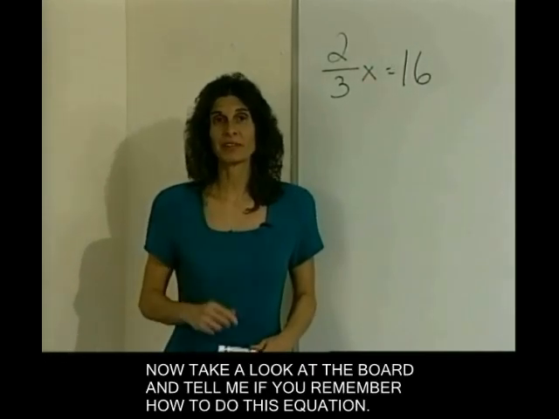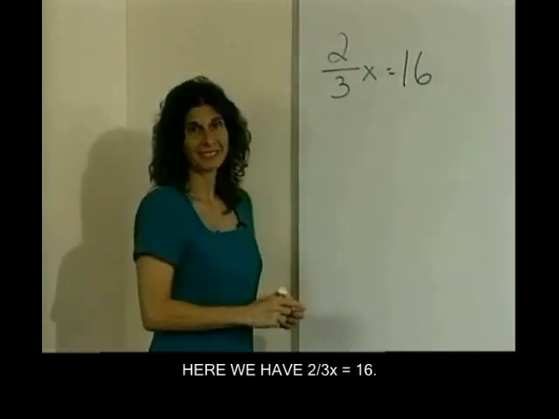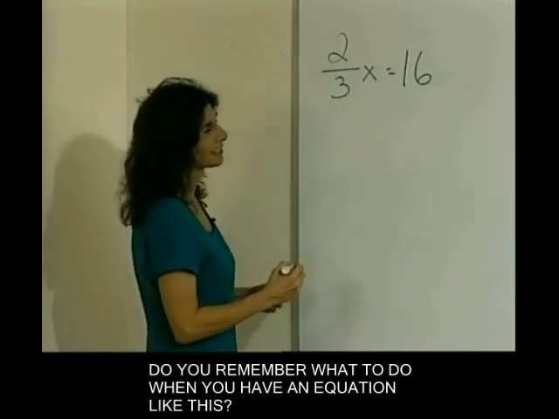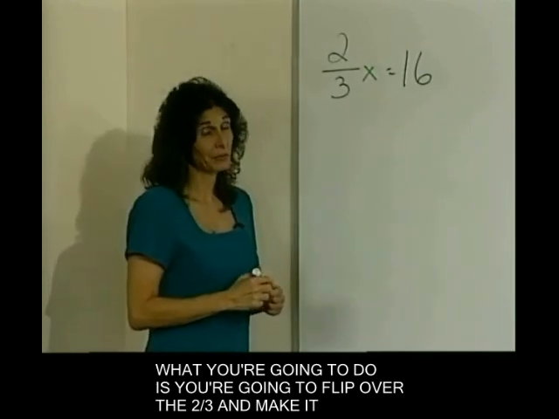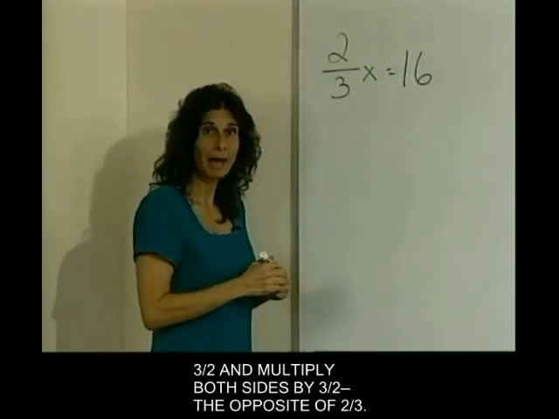Now take a look at the board and tell me if you remember how to do this equation. Here we have 2/3 x equals 16. Do you remember what to do? When you have an equation like this, you're going to flip over the 2/3, make it 3/2, and multiply both sides by 3/2, the opposite of 2/3.